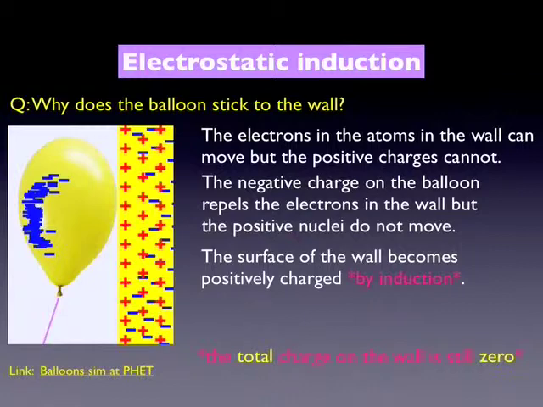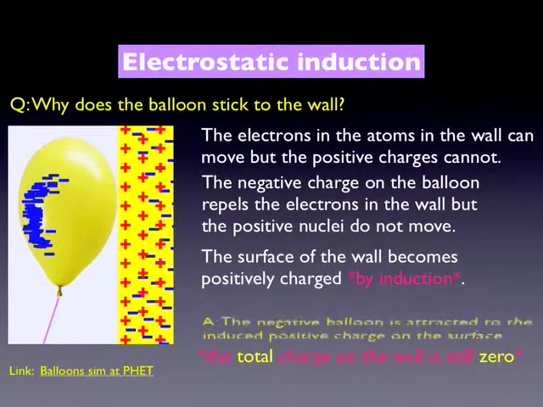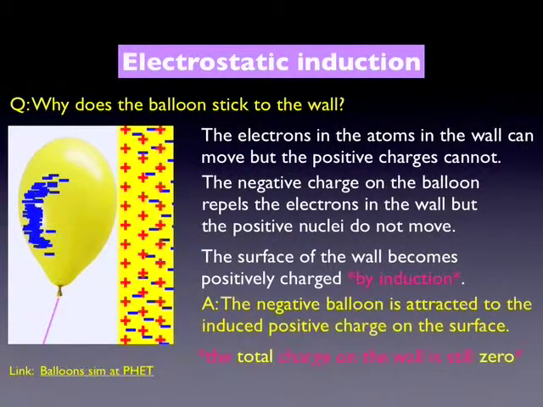We call this electrostatic induction. You can see that the charges on the wall still add up to zero, but they've been separated. The result is that the negatively charged balloon is attracted to the induced positive charge on the surface of the wall.